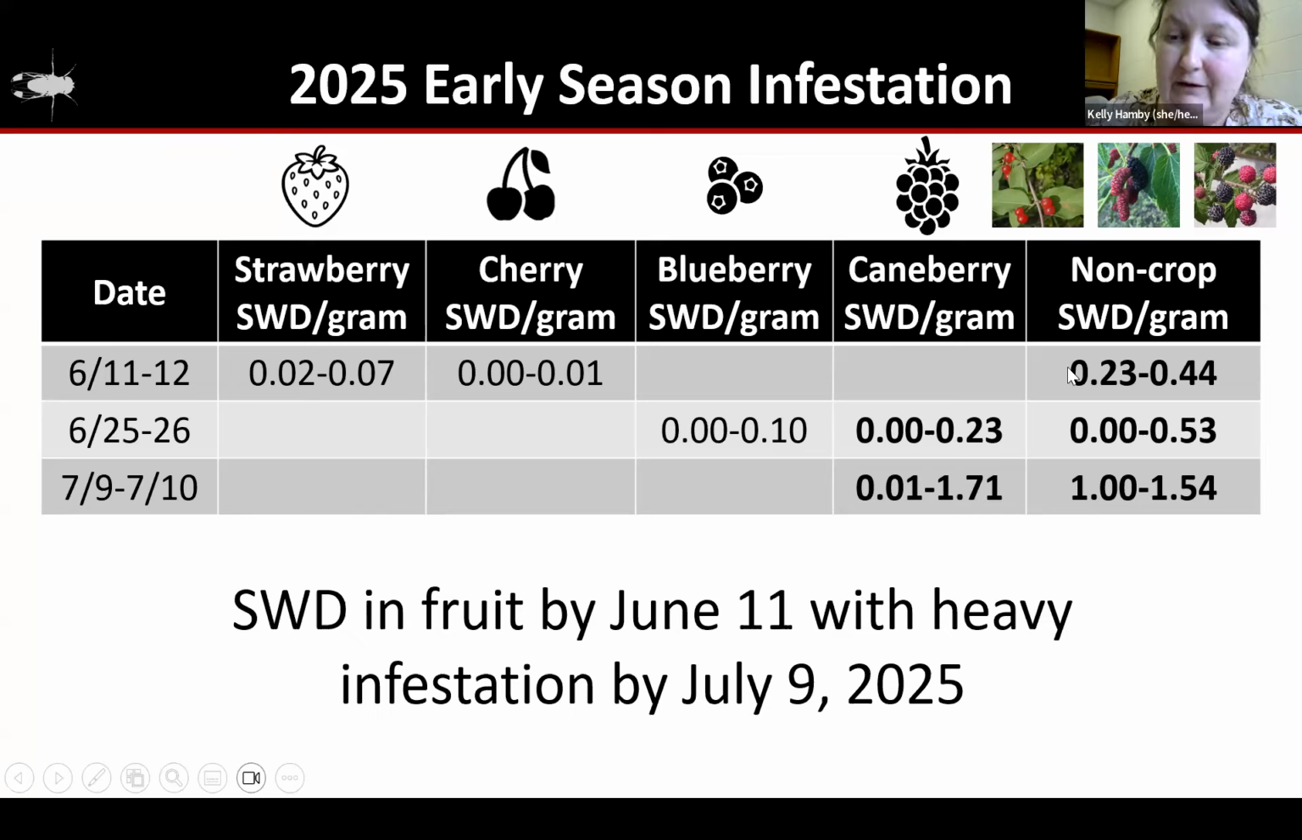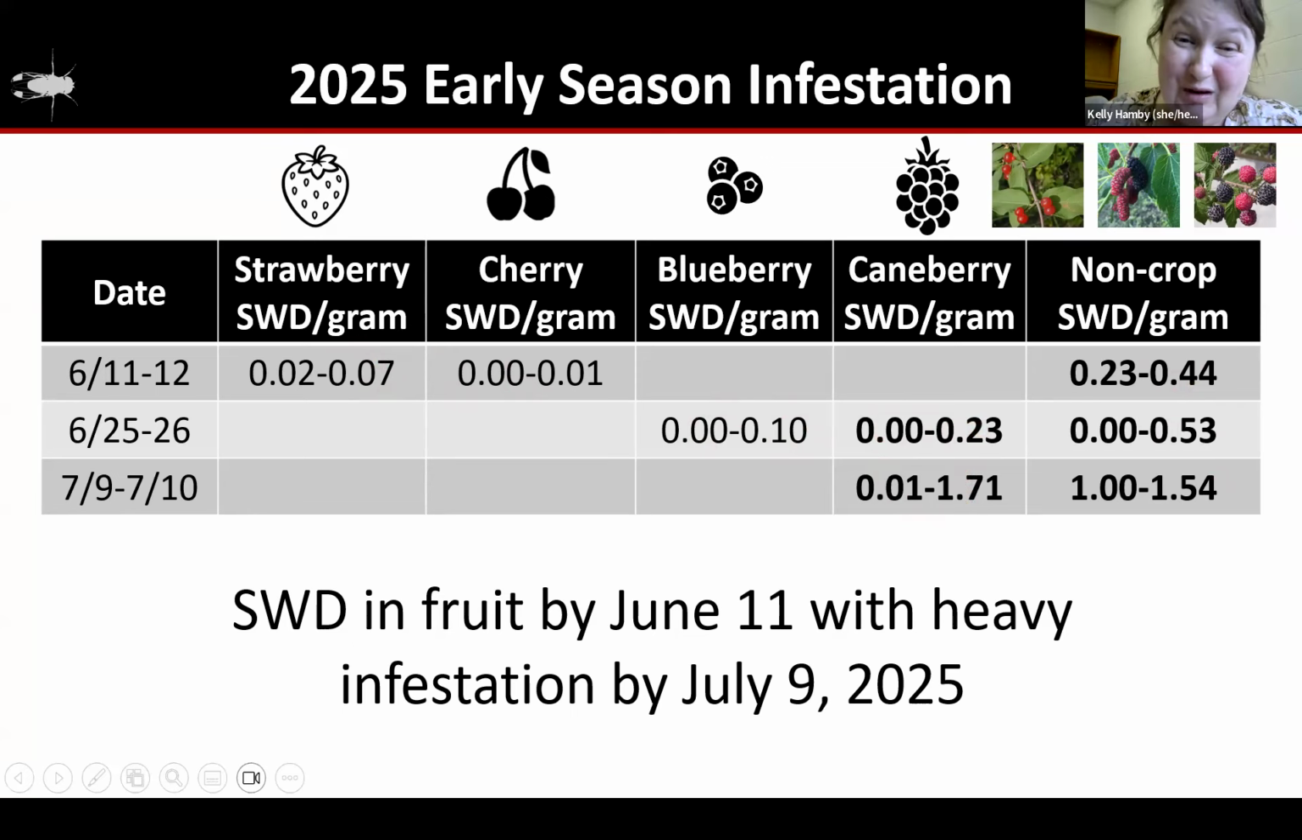You can see spotted wing Drosophila was already infesting. So this is the number of spotted wing Drosophila per gram of fruit that we found. They were already infesting the wild fruits by June 11th. And we see a small amount of damage from spotted wing Drosophila in strawberries and cherries. We also saw a little bit of damage in blueberries, but where we're really seeing a wider range of damage and higher damage is in caneberries.